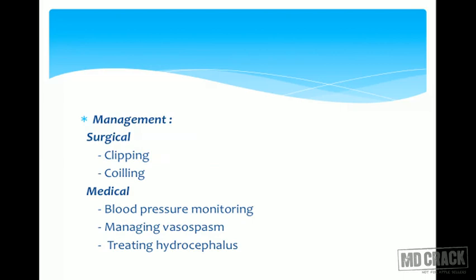Coming to management, we have two options, that is surgical management, which will be the definitive management, and medical management. Medical management we need to do earlier in the course of SAH, and depending on the availability of a neurosurgeon, you can go for clipping or coiling. Clipping can be done by a neurosurgeon, coiling may be done by an interventional neurologist. Coming to medical management, blood pressure monitoring is very important, because high blood pressure will increase subarachnoid hemorrhage, and low blood pressure with the help of vasospasm will lead to infarct. So blood pressure monitoring is very important, followed by management of vasospasm and treatment of hydrocephalus.